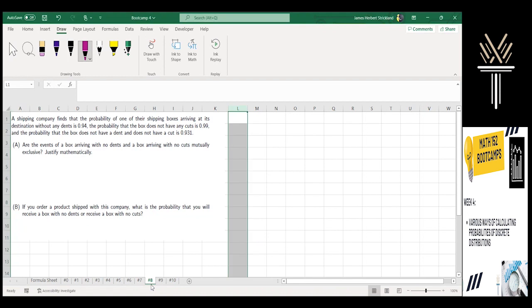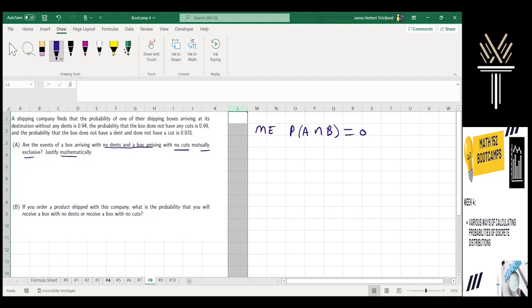All right. We're trying to find out, having no dents and no cuts, is that mutually exclusive? And we're going to prove it mathematically. Remember, mutually exclusive is defined as the probability of A and B equaling 0.